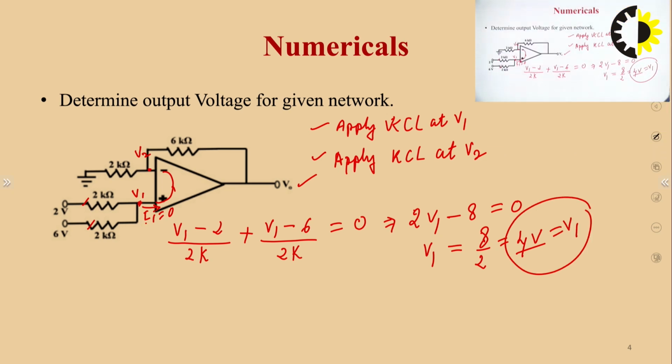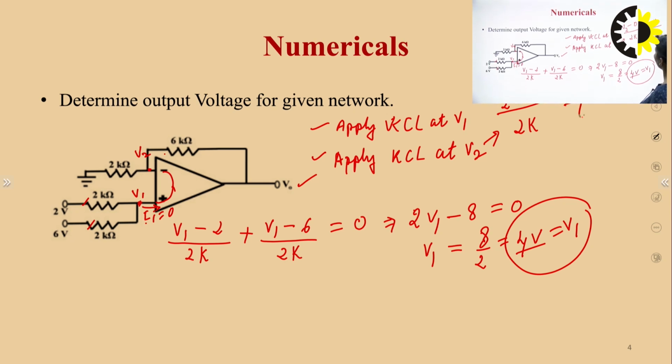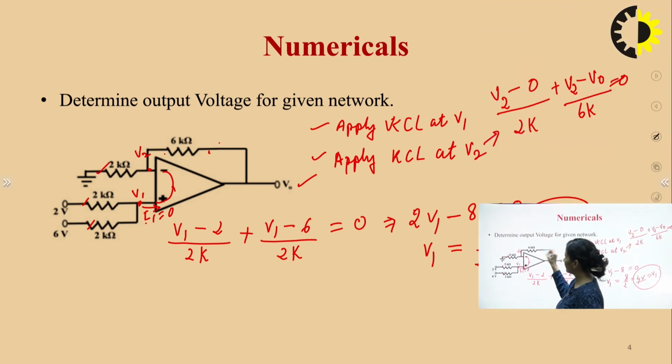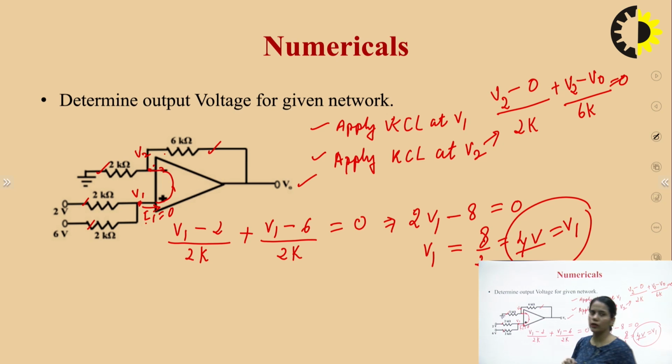Now you will use this voltage when you will be making the KCL at this terminal. Now apply KCL at V2. V2 minus 0 upon 2k plus V2 minus V0 upon 6k equal to 0. You are having this branch, you are having this branch. The input current going into the terminal is 0 due to the high input impedance. So you are left only with two branches, V2 minus 0 because it is grounded upon 2k, this is the expression, plus V2 minus V0, the output voltage, upon 6k.